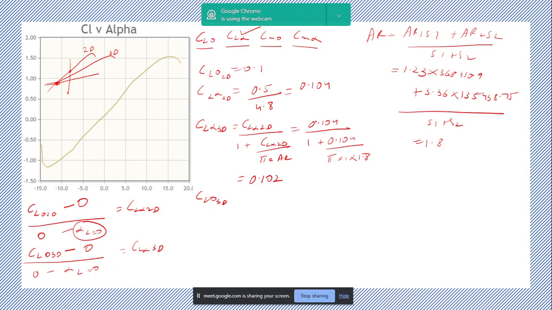And the aspect ratio changes from infinity. This is aspect ratio equal to infinity. This is aspect ratio equal to some quantity. When it reduces, the slope reduces, but this alpha L equal to 0 remains the same. Right, the angle of attack at which your lift is 0 remains the same. So from this equation, find out alpha L equal to 0. What is the value? So it will be a negative quantity.